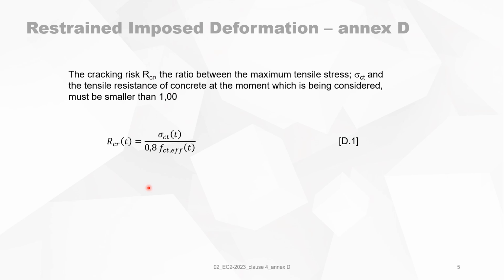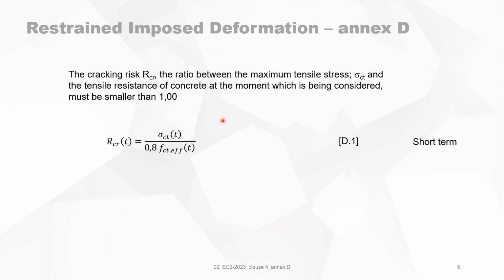We do not know what the value of t is. It's something between 2 days and 28 days, for instance, but it's not stated clearly what the t value would be to calculate this cracking risk. When the cracking risk is smaller than 1, then it's okay; the cracking risk is acceptable. When it's bigger than 1, then we should do something to minimize this risk.